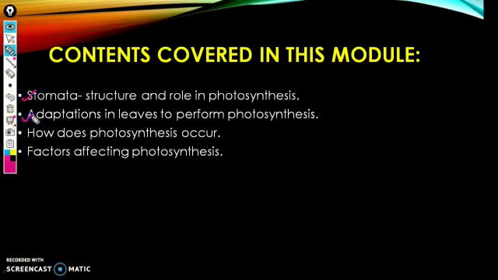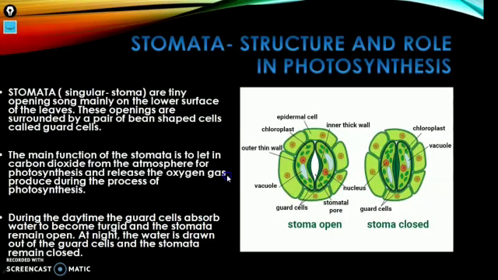How does photosynthesis occur? But this doesn't mean that we are going to repeat the process. In this topic, we will see how the various parts such as the vascular tissue contribute to the process of photosynthesis. We are going to study that in this subtopic. Next, we will see factors affecting photosynthesis. We will see how the various factors of photosynthesis control the rate of photosynthesis.